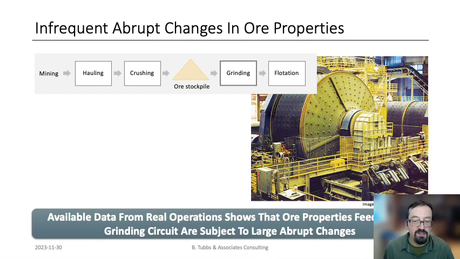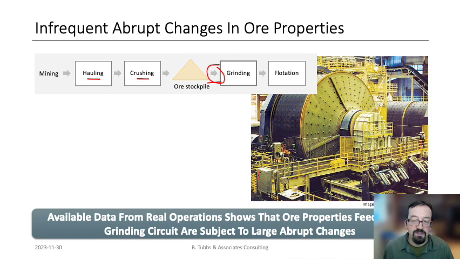The ore feed to the SAG mill, which is the primary grinding circuit, comes from a stockpile which is delivered from the mine, usually via hauling and crushing. The problem is the consistency of the ore feed to the grinding circuit. The hardness and the size distribution is known to vary over time, and this has a significant impact on the operation of the grinding circuit and the downstream process.